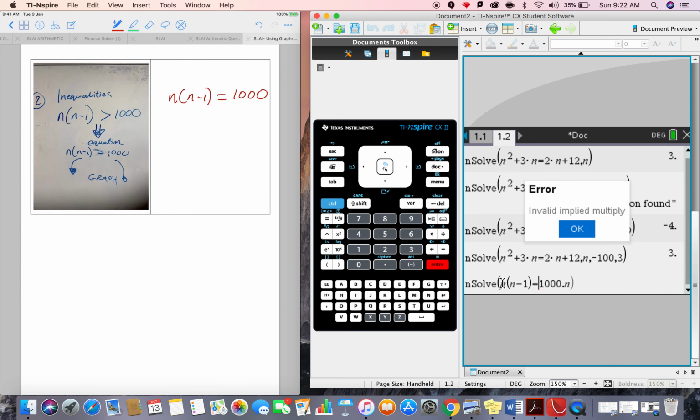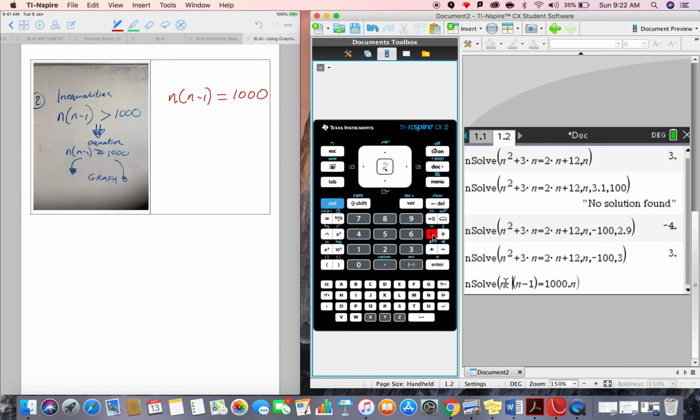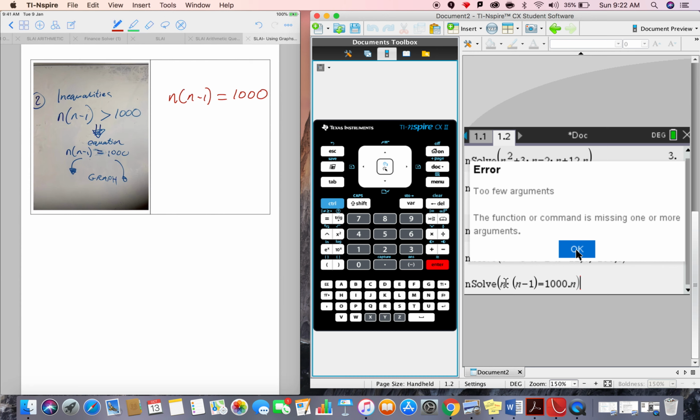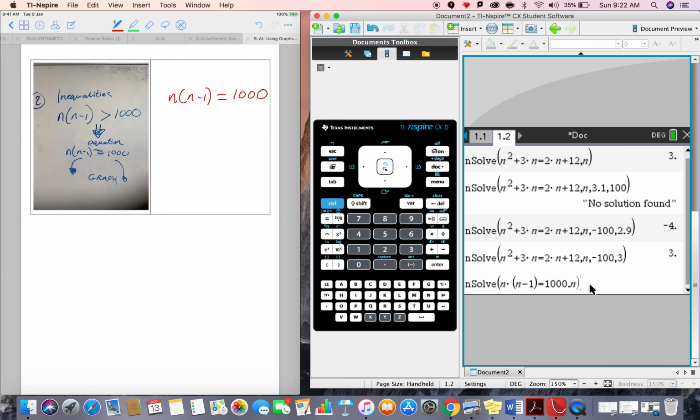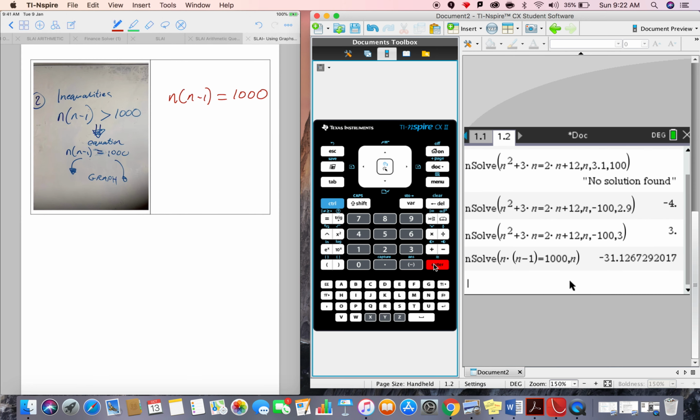comma n. And it says invalid implied multiply. Okay, so it's telling you that you haven't put the multiplication sign between the n and n minus 1. The function is missing one or more arguments, so let's have a little look. N-solve n times n minus 1 equals 1000, and oh, looks like I put a decimal point instead of a comma there. So lots of ways you can make a mistake.